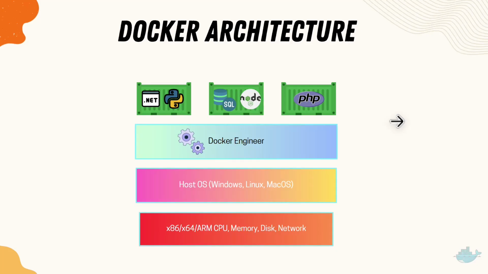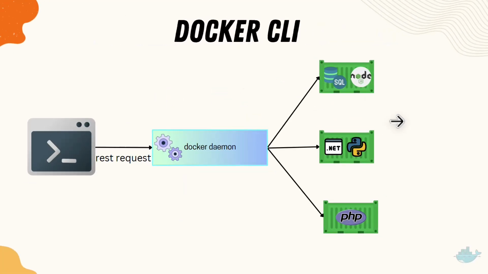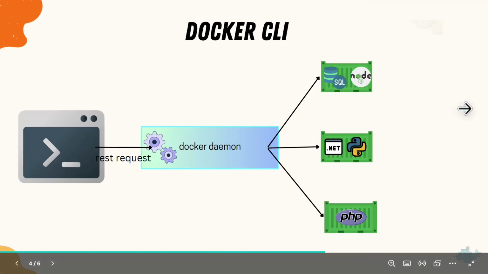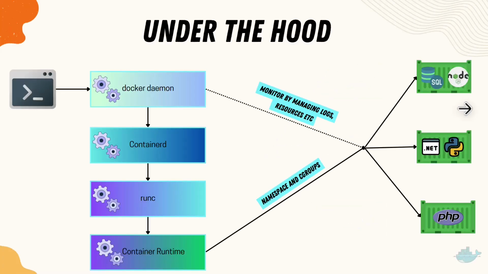And this is exactly what we saw with how the Docker CLI does that. From the command line, it sends a REST request to the Docker daemon, and then it's going to spin up the containers for us. But there is even more processing going on in the Docker daemon. Rather, the architecture is going to look something like this behind the scenes.